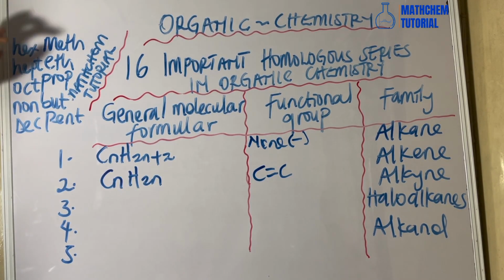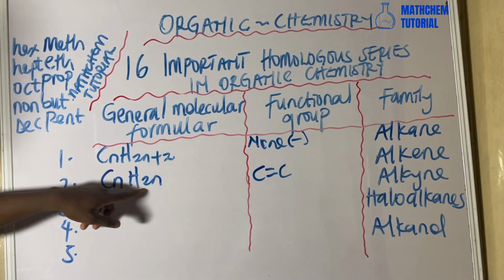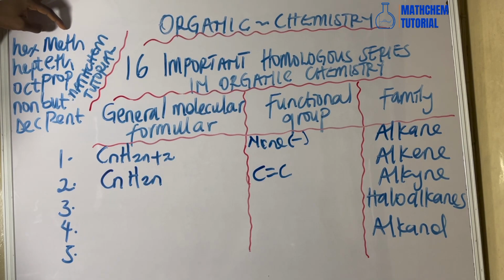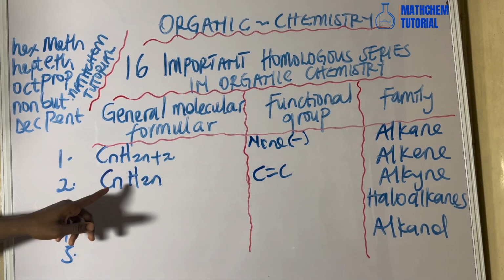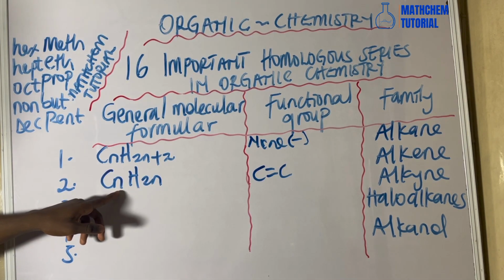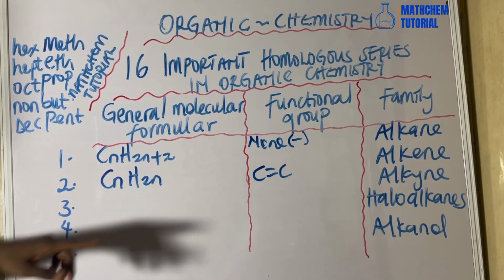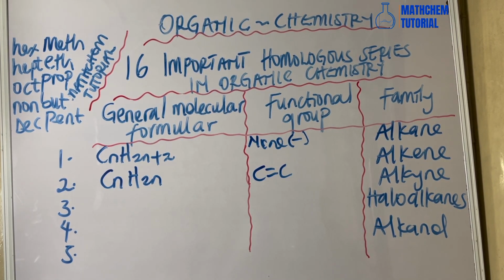So if you insert 1 into this, if you replace this n by 1, that means when the carbon atom is 1, this is going to be what? C1H2. C1H2 is not a compound in organic chemistry, because if you draw the structure, the structure will not be possible. Do you get?